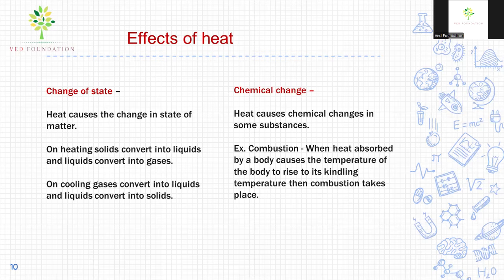Chemical change. Heat can cause chemical change. Heat causes chemical changes in some substances. For example, combustion. Combustion is a chemical change. When heat absorbed by a body causes the temperature of the body to rise to its kindling temperature, combustion takes place. Kindling temperature is the temperature at which a substance starts burning.